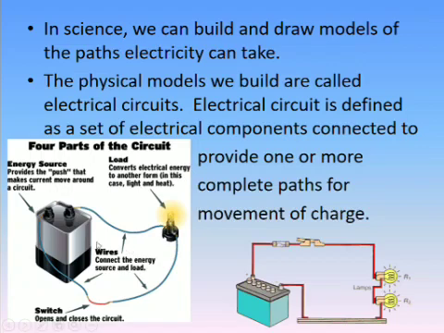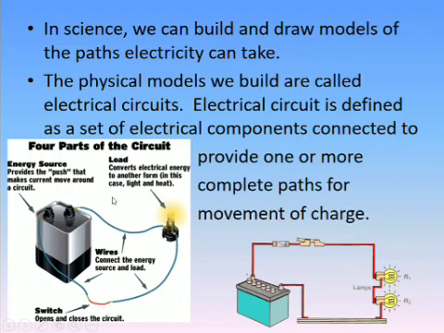And we have the wires that connect the energy source to the load, and down you have the switch that opens and closes a circuit. Here we can say that this switch is closed, so the bulb lighted.